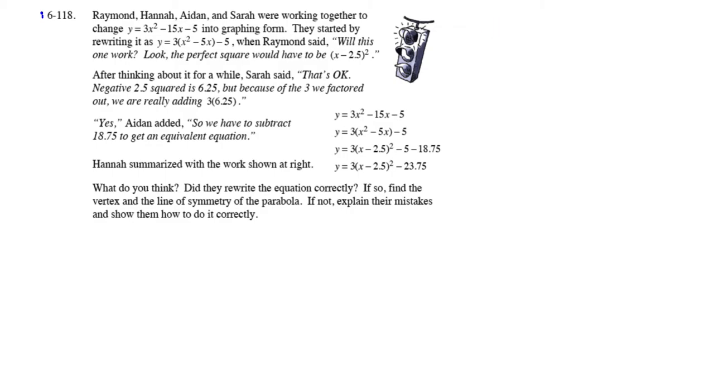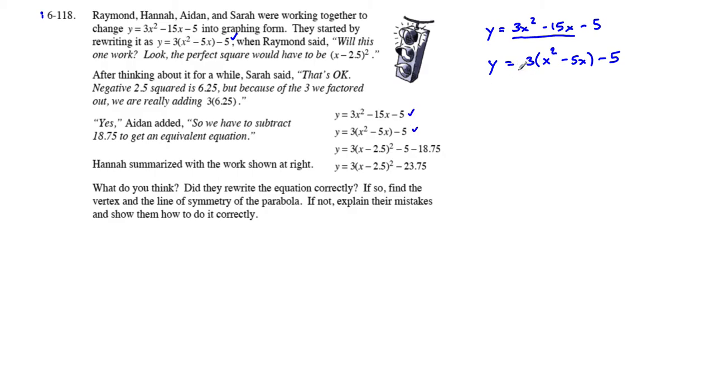So we got y equals 3x squared minus 15x minus 5. The first thing they did was look at this part of it and ask, can we factor anything out? Because they want to make a perfect square trinomial. Yes, they can factor out a 3. They were on the right path so far, because they also said y equals 3 times the quantity of x squared minus 5x, all minus 5. So they were correct on that part.